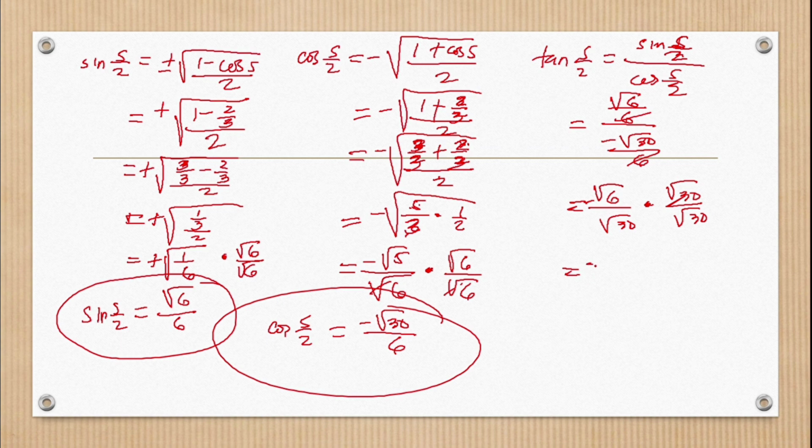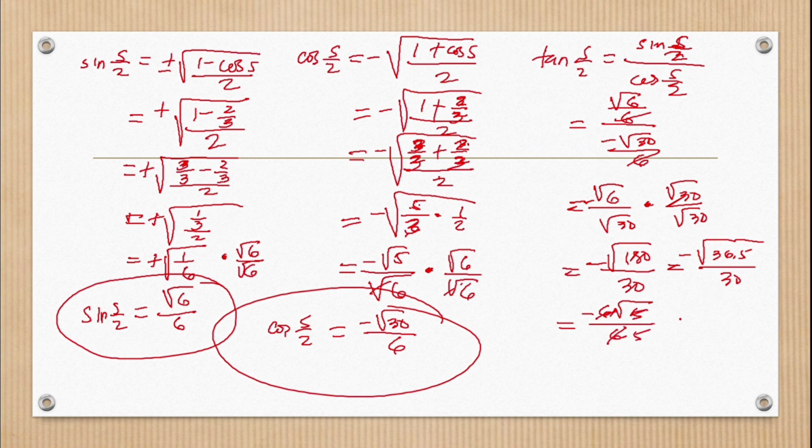So we have here negative square root of 180 divided by 30. So 180 could be negative square root of 36 times 5 over 30. So they have 36, that is negative 6 square root of 5 over 6 times 5 to make it 30. So cancel. So we have here negative square root of 5 over 5. So this is the answer. So this is the answer for formula number 2.